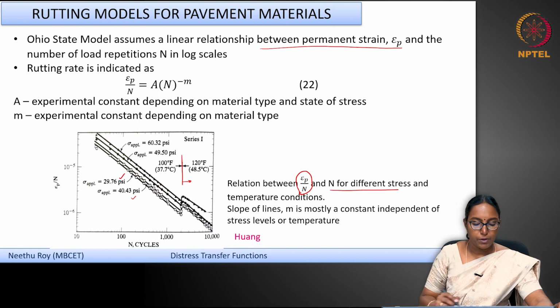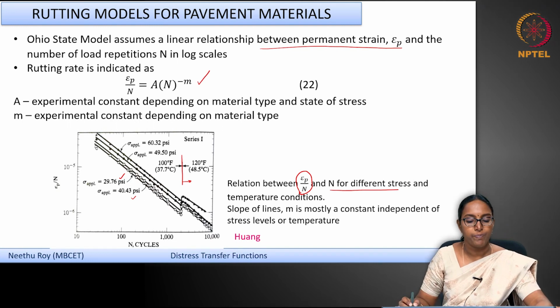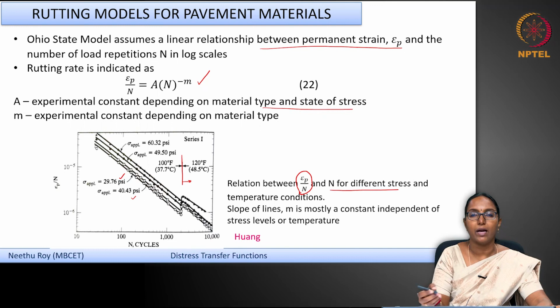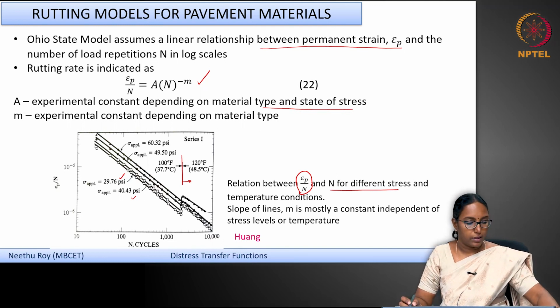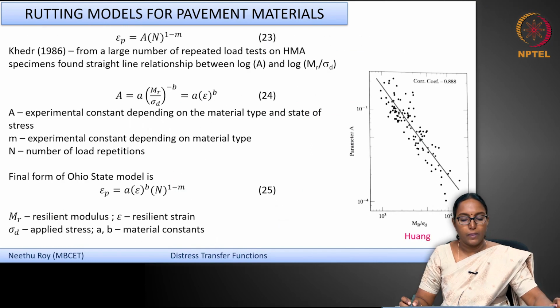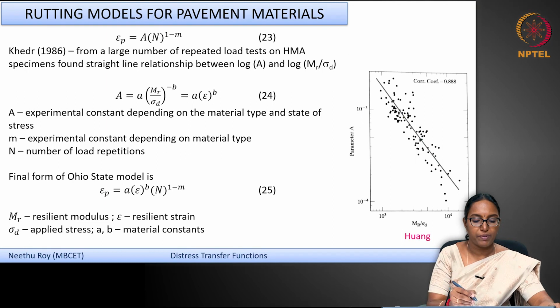So, from this, a linear relation can be developed, and the rutting rate is indicated as epsilon P by n is equal to A n raised to minus m, where A and m are constants, which essentially depend upon the material type and the state of stress used for testing the material. Now, if you write this in terms of epsilon P, that becomes epsilon P is equal to A n raised to 1 minus m.